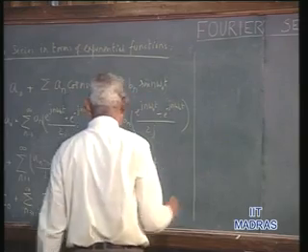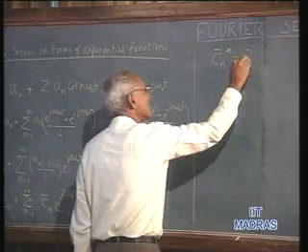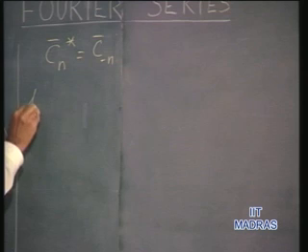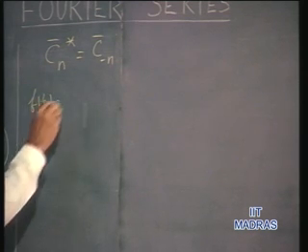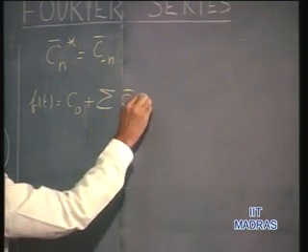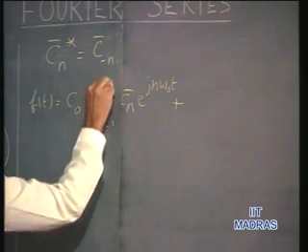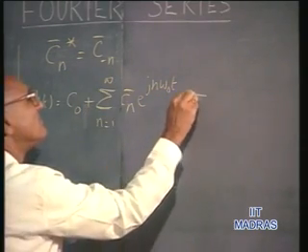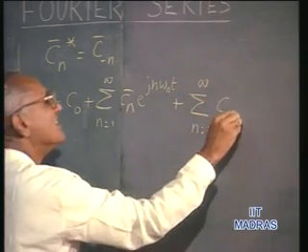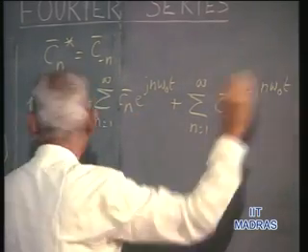So let us define Cn star as C minus n. Then we have f of t as C naught plus the sum of Cn e to the power of jn omega naught t, n ranging from 1 to infinity, plus the sum of C minus n e to the power of minus jn omega naught t.